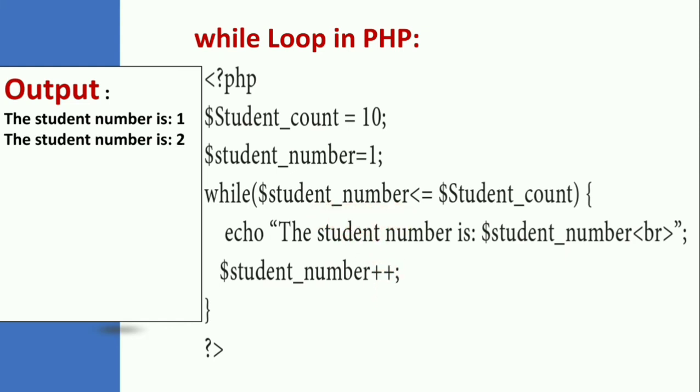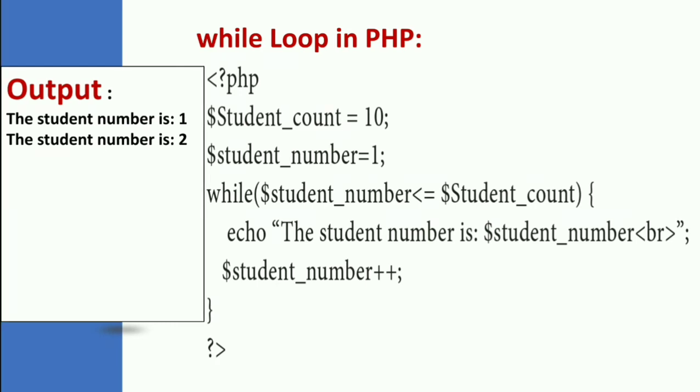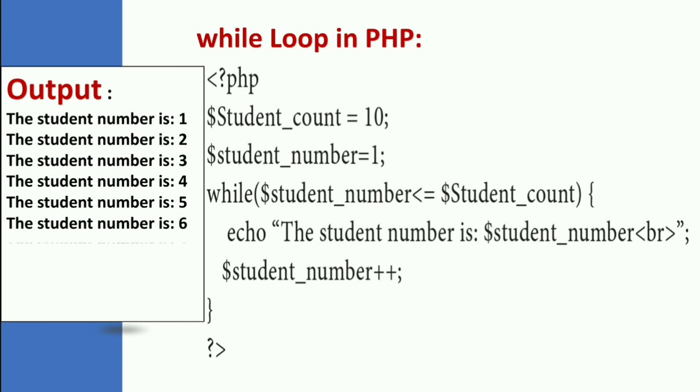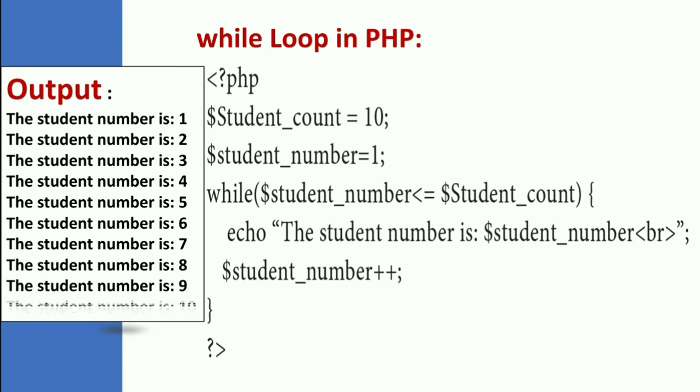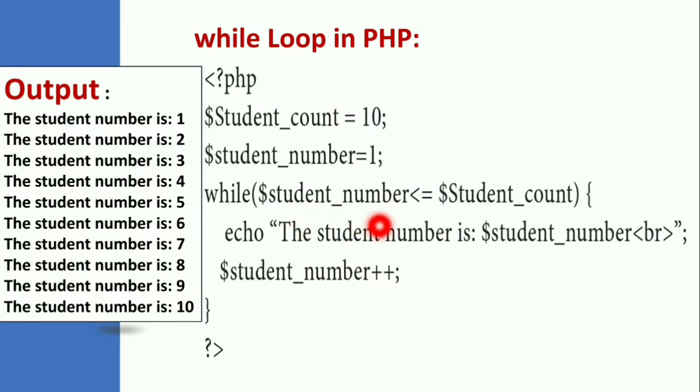So look at the output. Student number is 2. So this condition will be repeated multiple times, and until the condition is false, this particular block will be executed. So up to 10 it works. So when the student number turns 11, the given condition will be false.